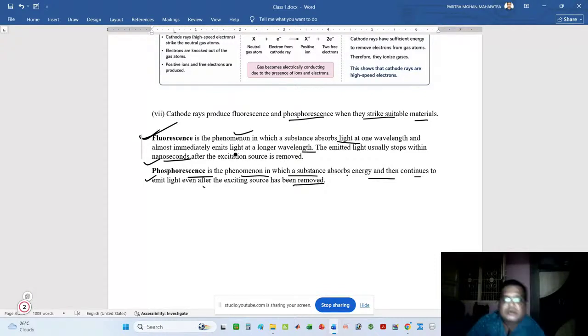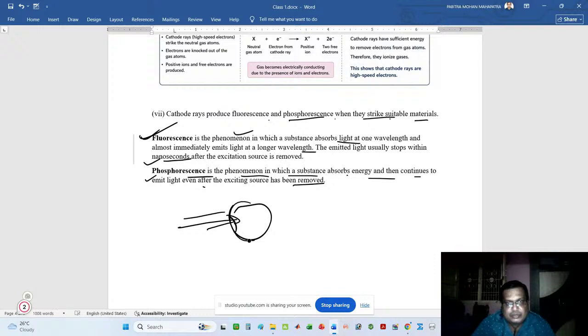So I can say that when cathode ray strikes a suitable metal, the substance starts to glow. That means we can say that cathode ray produces fluorescence and phosphorescence when they strike suitable material.